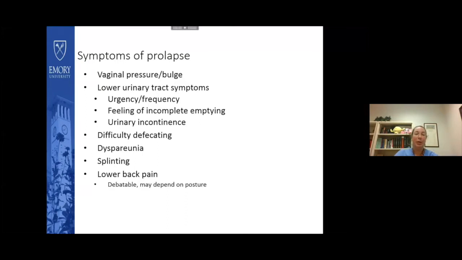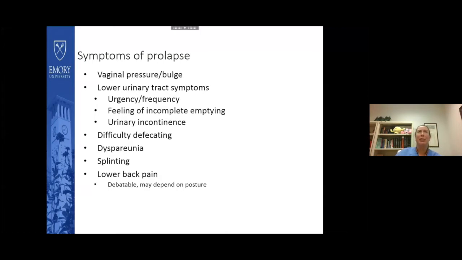So what are your symptoms? Vaginal bulge and pressure. You can have lower urinary tract symptoms with these. You can have difficulty defecating, needing to put your fingers in your vagina and push down or push up to help you have a bowel movement, or to urinate. That's called splinting. You can have some pain with intercourse. Lower back pain, it's debatable. Depends on posture.